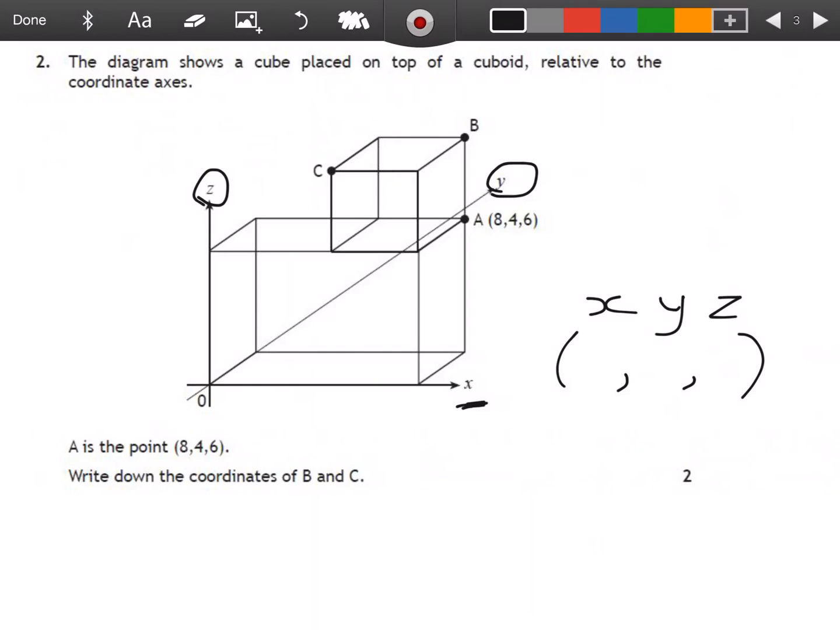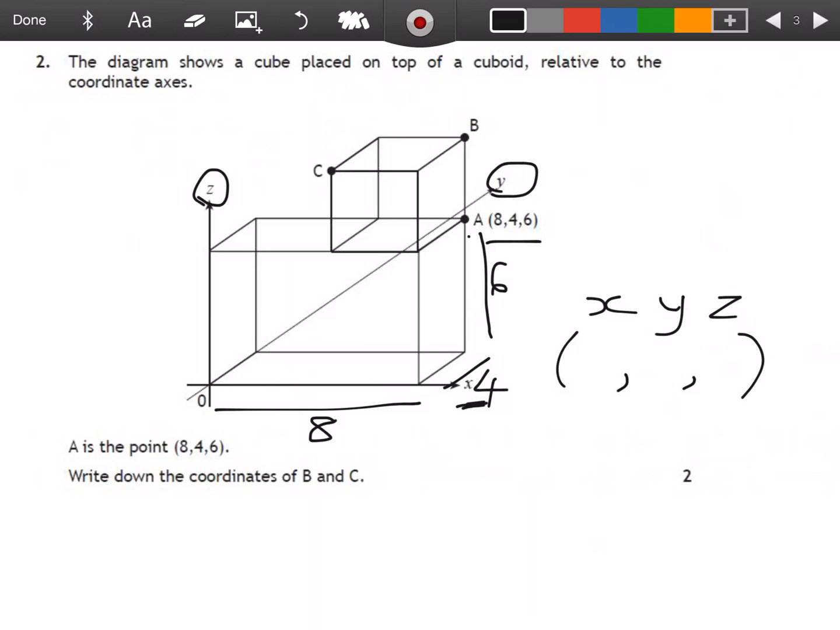Okay, so the question says A is 8, 4, 6, right? Where's point A? Right, there's A. What that means is it's 8 along the way to get to point A, and then it's 4 back. That's what the 8, 4, 6 means, it's 4 back the way. And then it means it's 6 up the way. That's where the 8, 4, 6 comes from.